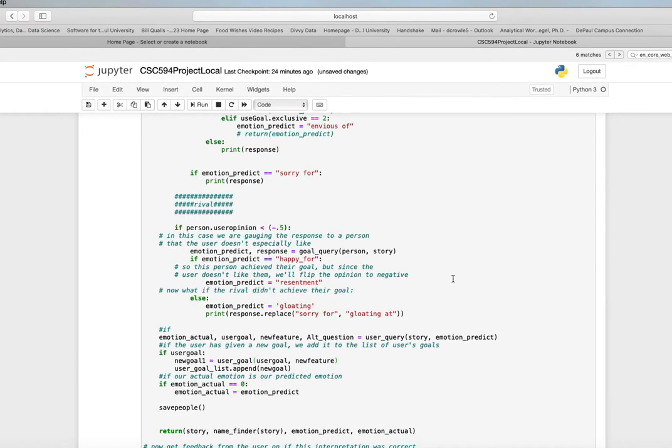A couple things I want to keep working on from this. Right now I'm focused mostly on the fortunes-of-others emotions. I'd like to branch out into some of the other ones once I have time. It should be relatively easy.